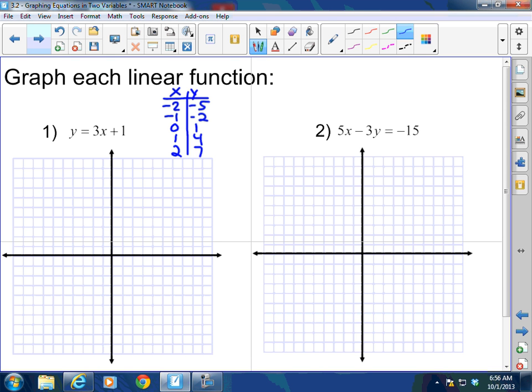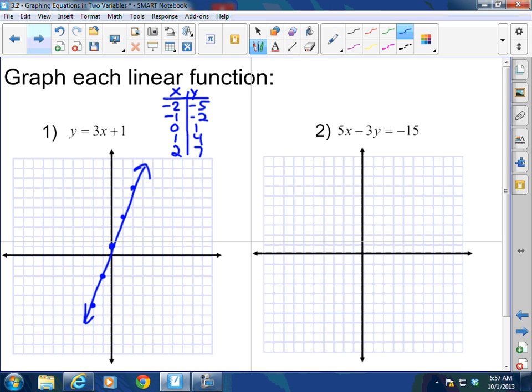Go ahead and plot those points. -2, -5. It's right here. -1, -2. 0, 1. 1, 4. And 2, 7. Connect the dots in a nice straight line, and you have graphed an equation.